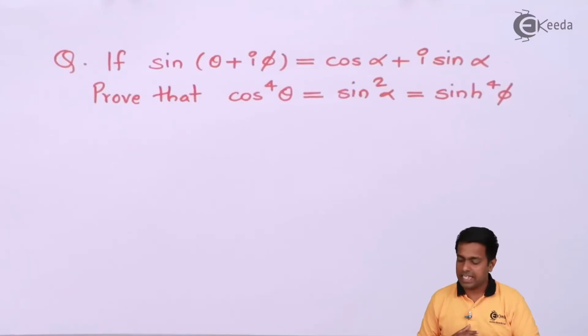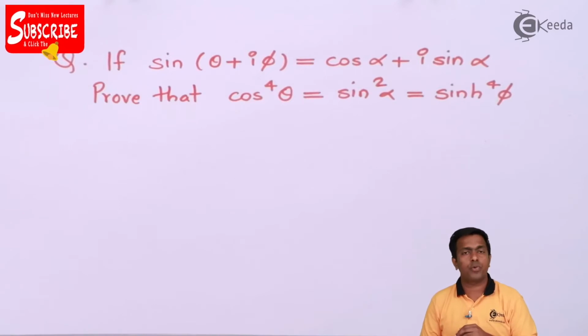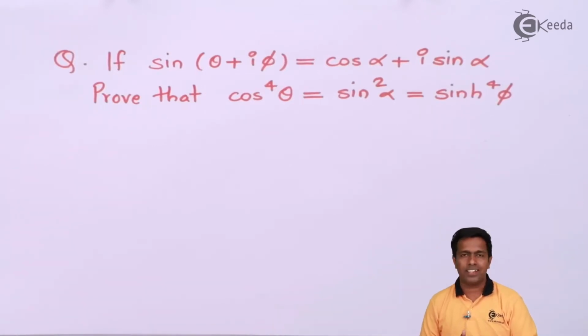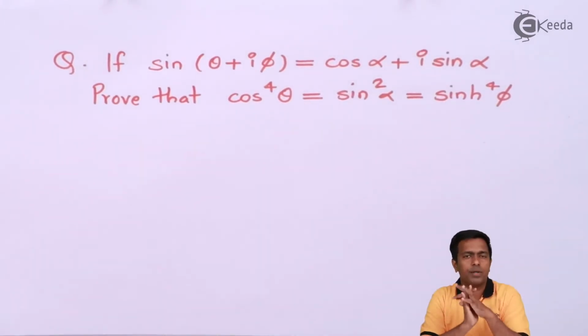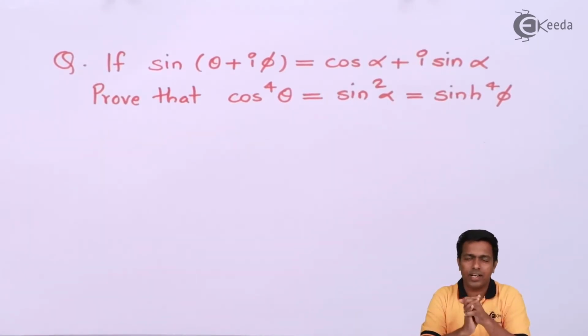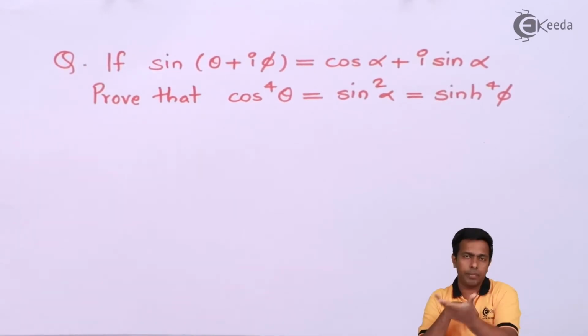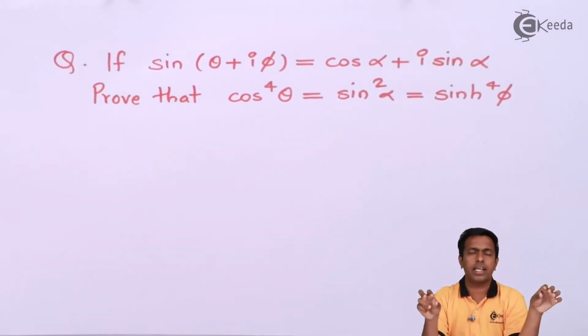So now here sine of theta plus i phi is given as cos alpha plus i sin alpha, and we have to prove that cos raised to 4 theta is equal to sine square alpha is equal to hyperbolic sine raised to 4 phi. Now guys, if you see the question, on both sides we have a complex number. So if you check the prove that, there are 3 sides, and we know that we can't prove 3 sides at a time. So what we'll do is we'll just prove 2 sides at a time, and then we'll prove the remaining 2 sides, and then from those 2 equations we can say that all 3 sides are equal.